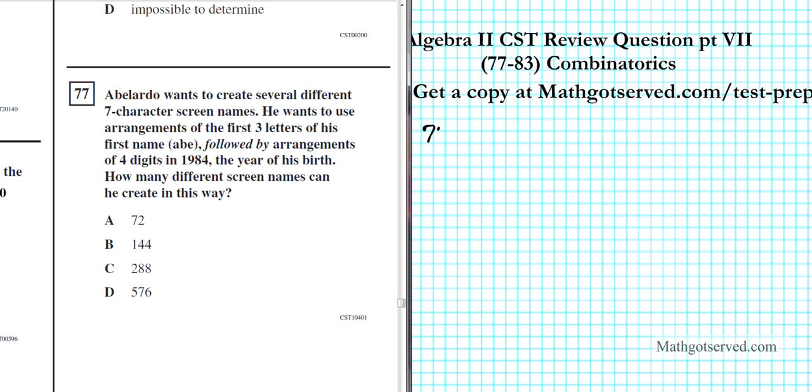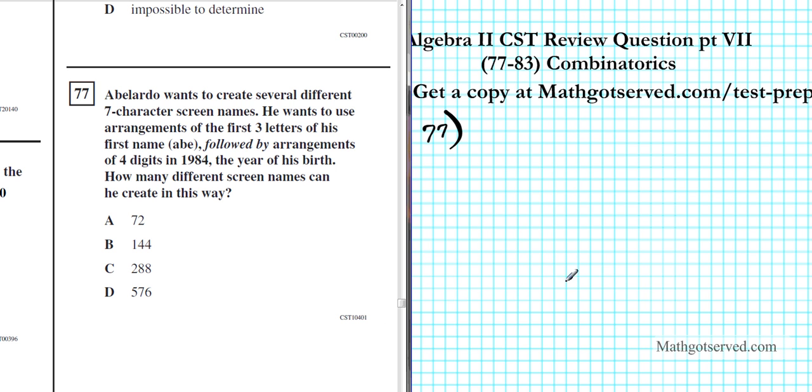Let's take a look at question 77. All right. So in question 77, it says Abelardo wants to create several different 7-character screen names. He wants to use the arrangements of the first 3 letters of his first name, ABE, followed by arrangements of 4 digits in 1984, of the year of his birth. How many different screen names can he create this way?